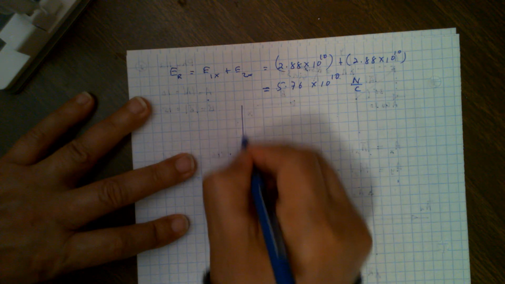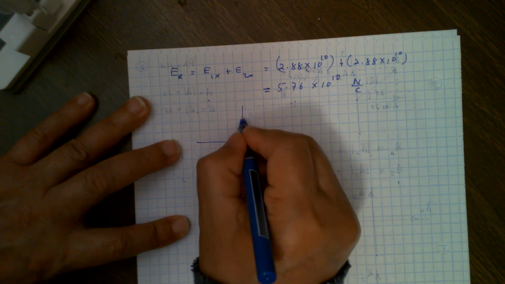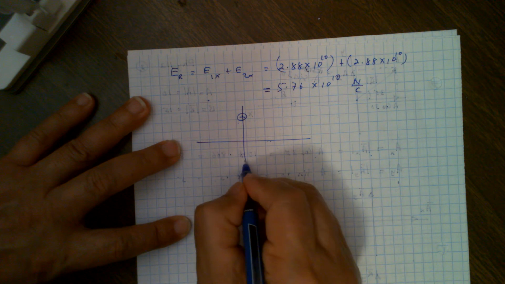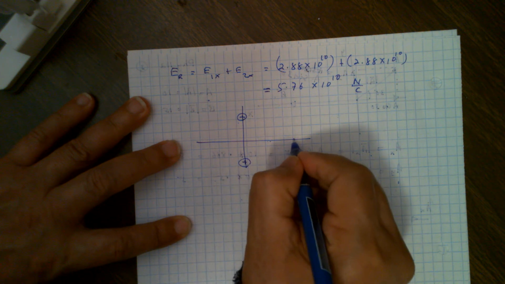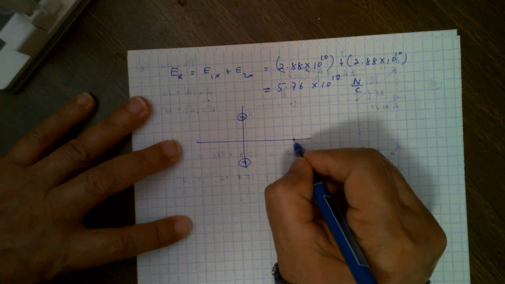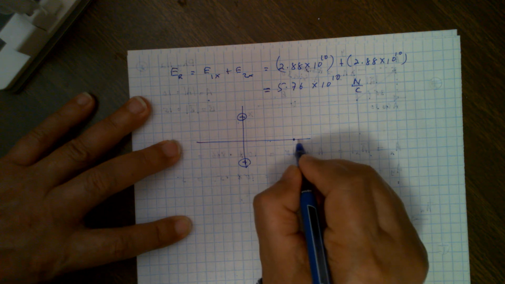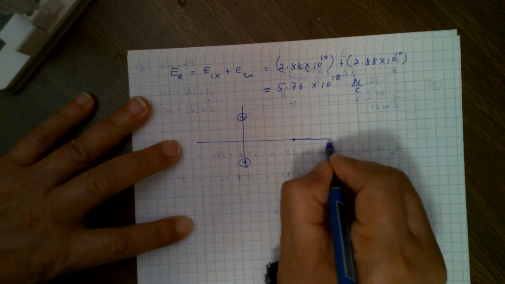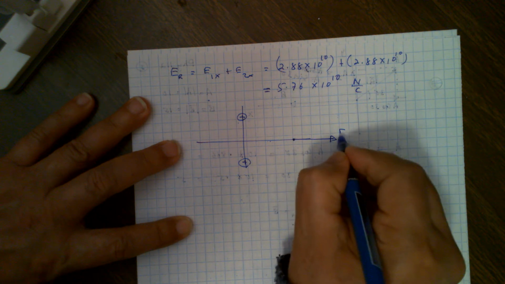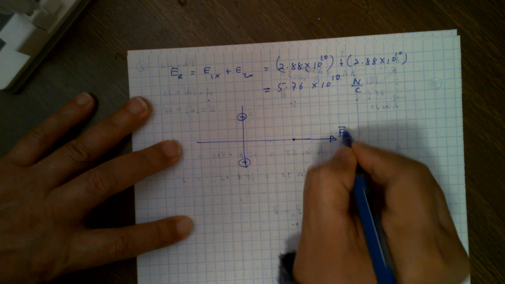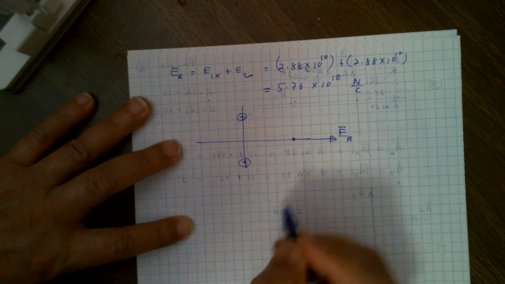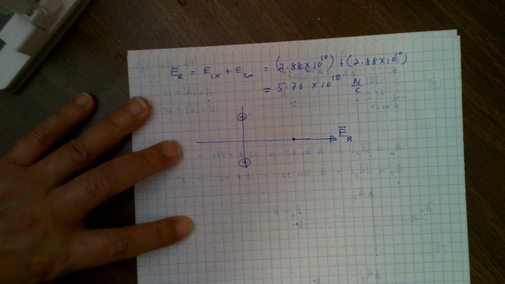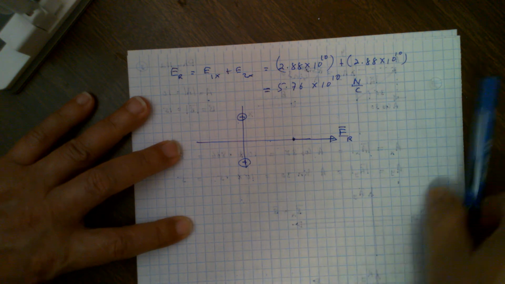And the direction, if you are wondering: this is a positive charge, this is a positive charge. We are looking at it here, and the y component cancels, so the net electric field will be pointing in that direction. This will be the E resultant. The net electric field will be in that direction because the y components have cancelled out.